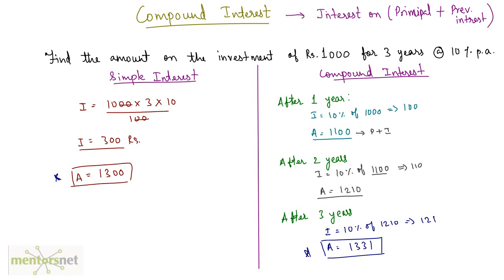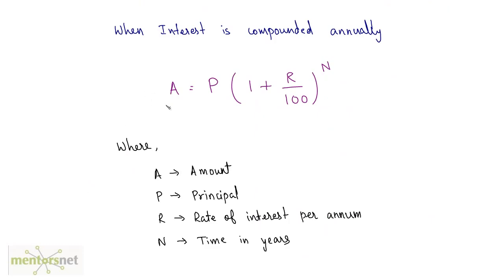Now when solving problems, you don't need to follow this long procedure. There's a formula for calculating the amount on compound interest. So when the interest is compounded annually, this is the formula. The amount is equal to the principal into 1 plus R upon 100 raised to N, in which A is the amount, principal is P, R is the rate of interest per annum, and N is the time given in years. So with this formula, let us solve a problem.